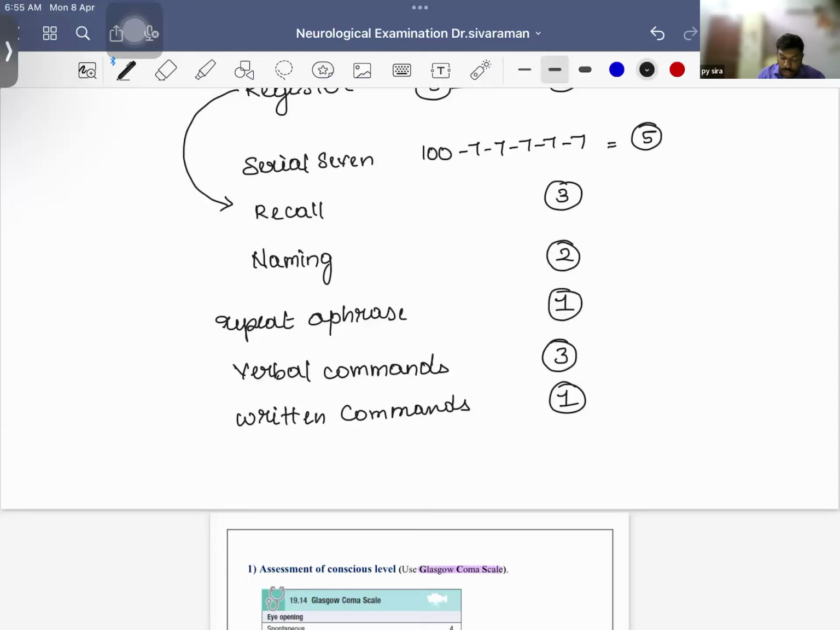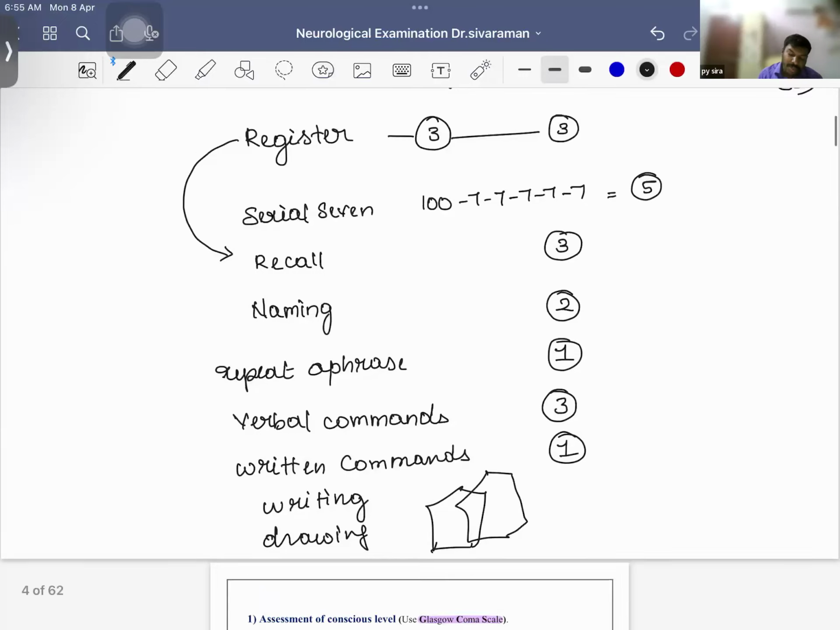Then you check for writing. Ask the patient to write a sentence. Then drawing: you draw a complex diagram like this, and the patient should be able to repeat it. So this is going to be the thing.